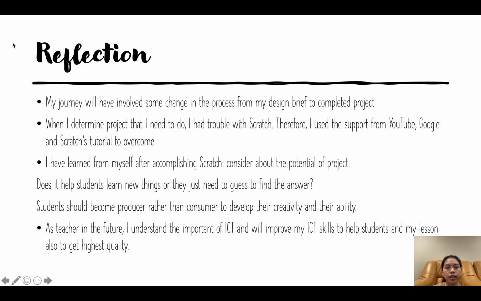As a teacher in the future, I understand the importance of ICT. I would improve my ICT skills and my teaching to achieve the highest quality for me and for students.